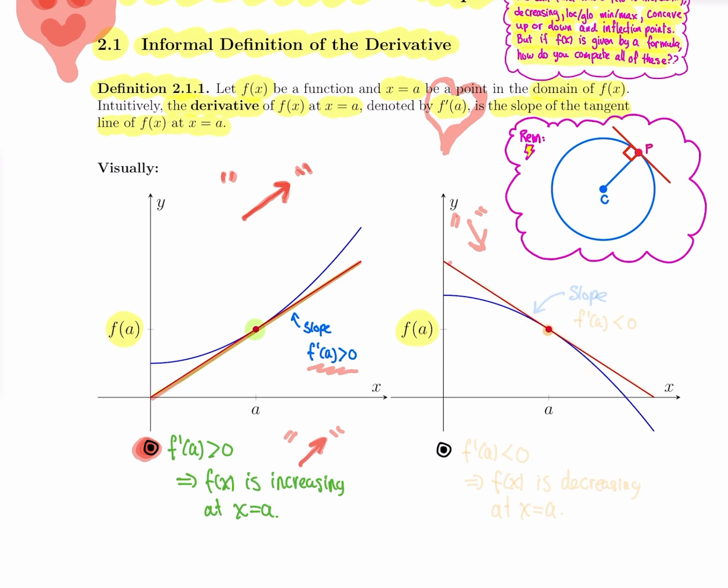Or if you're a violent person, if you're taking a stick and you're slapping that function at that point a, the end position of your straight stick would be exactly where, intuitively speaking, the tangent line is for that function at that point. And remember, the goal is to talk about the slope of that line, and that slope is f prime.